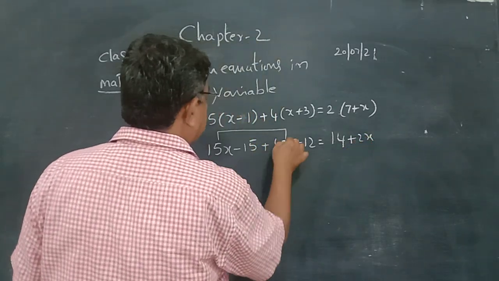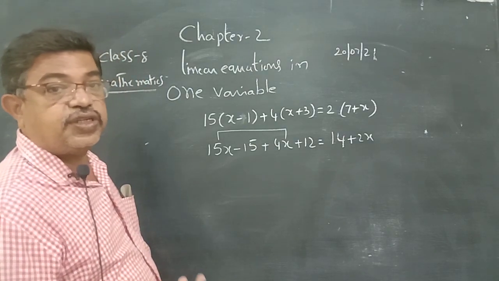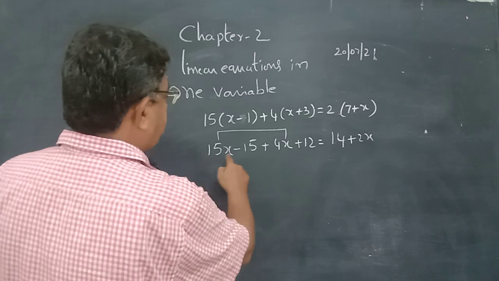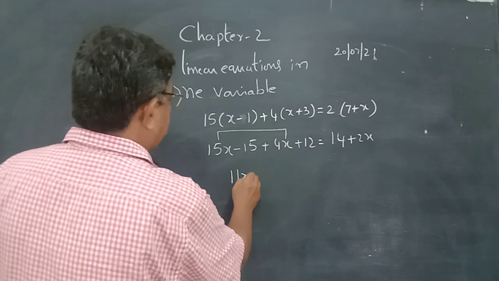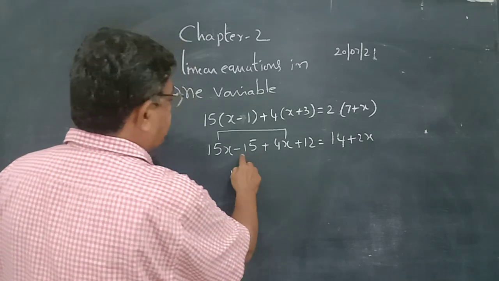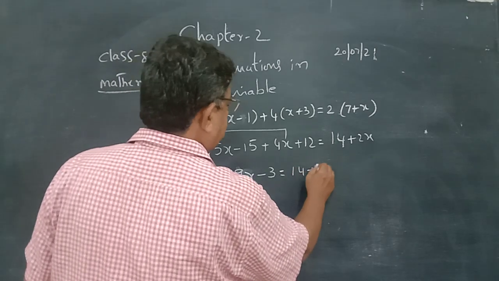Add the like terms. Like terms means terms having the same variables, or terms which are constants, they are all like terms. So, 15x plus 4x, it is 19x, minus 15 plus 12, it is minus 3 is equal to 14 plus 2x.